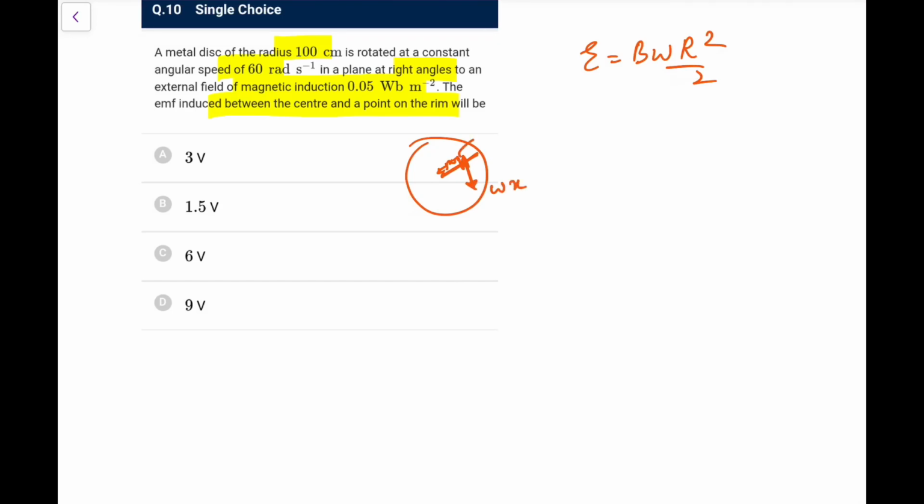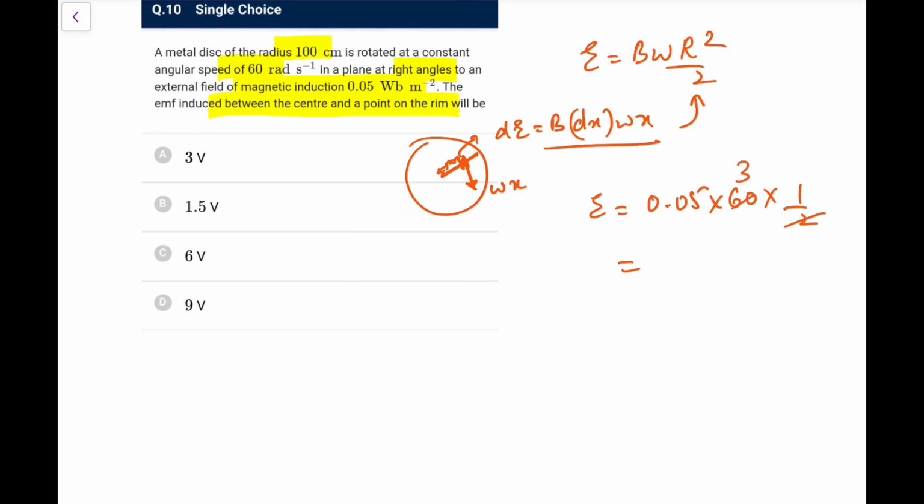So for this small element, you will write dE is equal to B dx into speed, which is omega x, and integrated from 0 to r, it comes out as B omega R square by 2. So what is the induced EMF? B is 0.05, omega is 60, r square, that is 1 meter, 1 by 2. So 60 by 2, that is 30, 30 into 0.05, that is 3 into 0.5, that is 1.5 volt. So as per my calculation, it should be 1.5 volt.